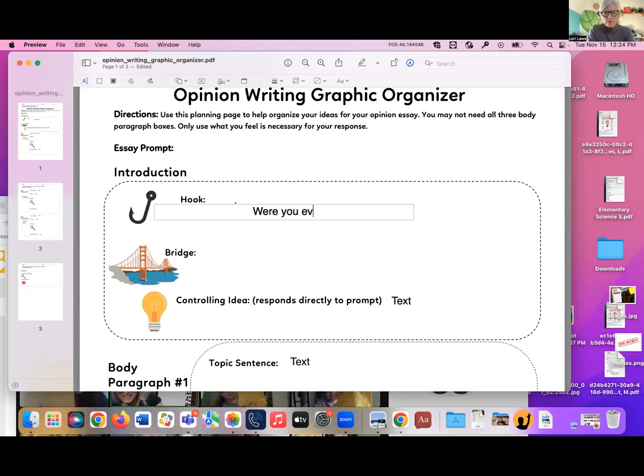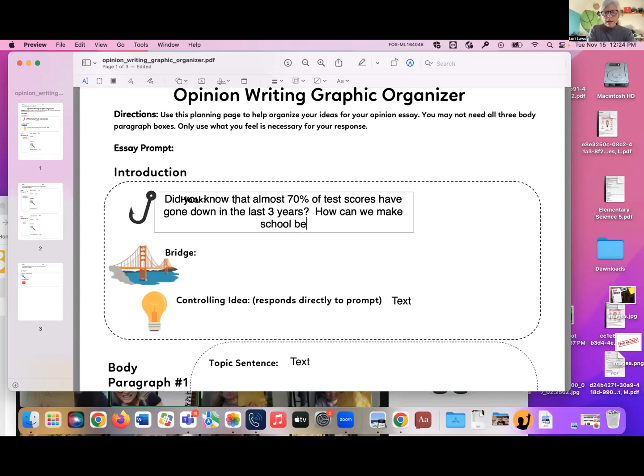Were you ever bored in school? So this could be my hook. It could be a question. That would be one way to do a hook. Another thing I could do for a hook is put in a fact. Did you know that almost 70% of test scores have gone down in the last 3 years? How can we make school better? So here I have a fact and a question as a hook.